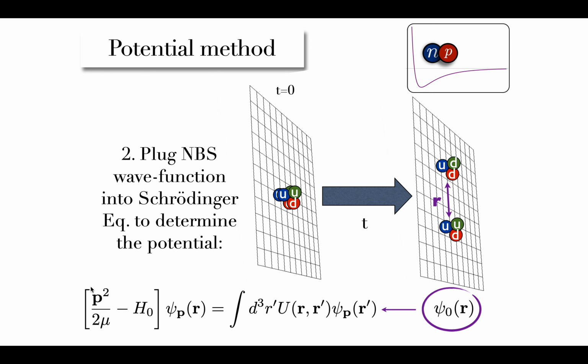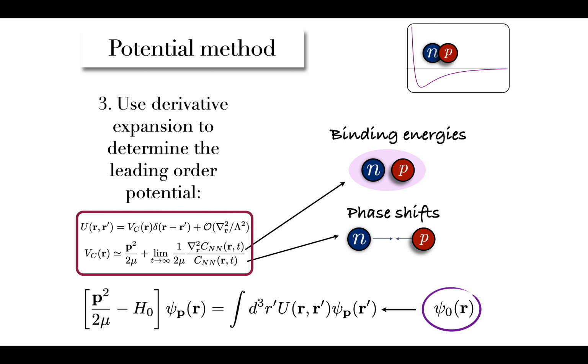So in general, this is a complicated integral equation, and we can't get our potential as a function of the positions of both nucleons. And so we have to make an approximation. So what's done is a derivative expansion of this potential. To leading order, which has no derivatives, you get the central potential, which is a function of only the relative distance between the two nucleons times some delta function. And then there are higher orders that are neglected.